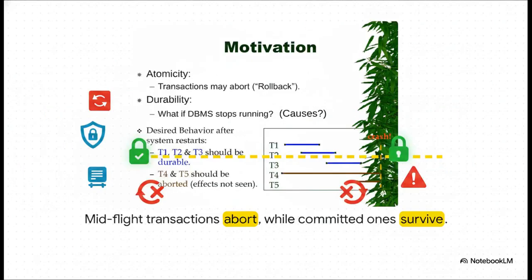Think about the exact millisecond a system crashes. The transactions that were fully committed before that moment, say transactions 1, 2, and 3, those are durable. They absolutely must survive. But the transactions that were still mid-flight, those have to be safely aborted, and their partial effects completely erased, so they don't corrupt anything when the system eventually restarts.